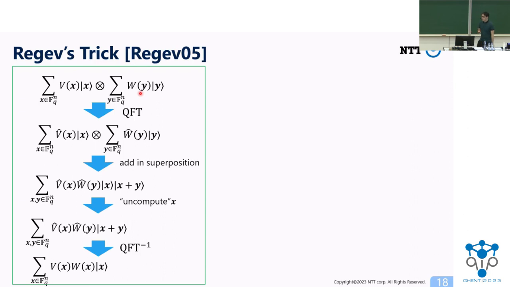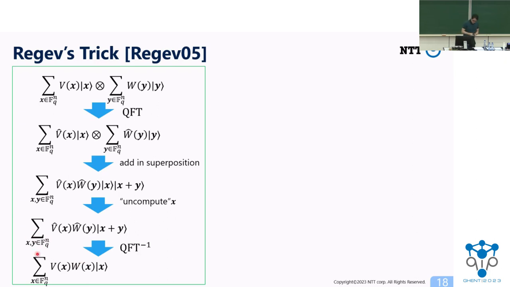Next, we apply the quantum Fourier transform to these states, and then we get a hat here for each amplitude function. Then we add the first register value into the second register, and the resulting state is this. Next, we uncompute x in the first register to get this state. If we obtain this state, then we can simply apply the inverse quantum Fourier transform to get the desired state, as I explained. This follows from the convolution theorem.